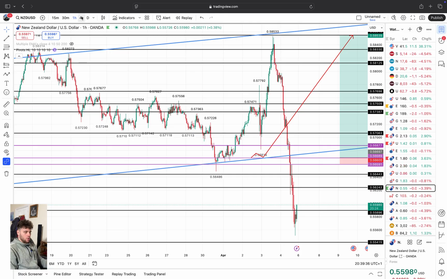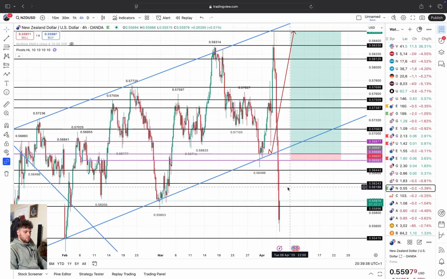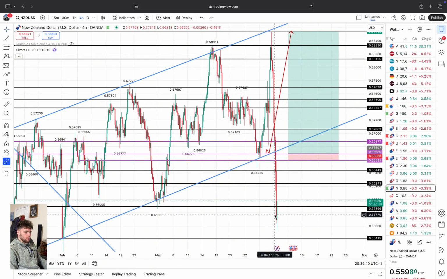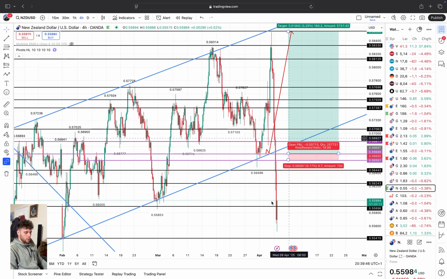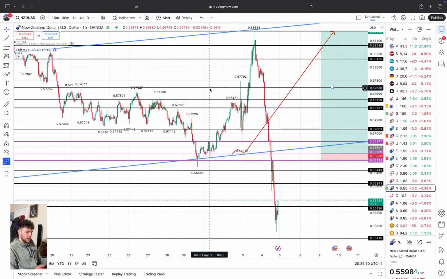So right now, as you can see, this channel is now invalidated because we've broken out of the channel. There's crazy moves. This is an impulse move, a news move. So now we'll just be waiting to see how it structures for the next position, whenever that is.